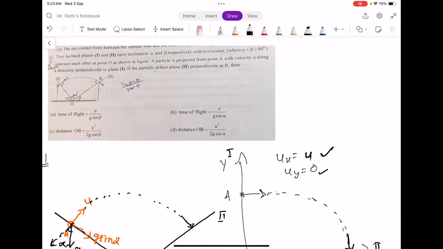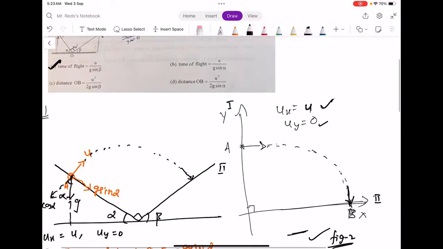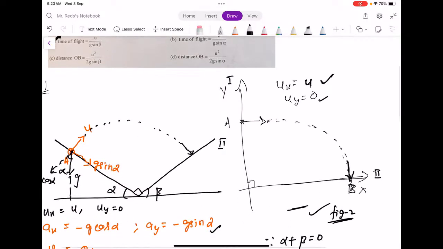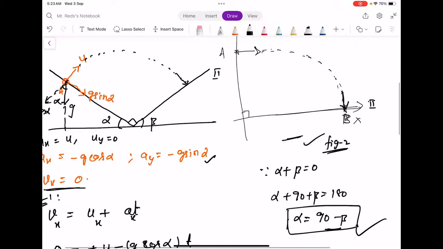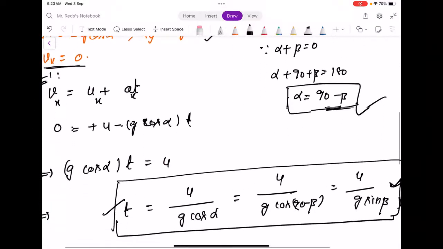Next, to verify the other options given in the question, t is equal to u by g cos alpha or u by g sin beta. Sin alpha is given but cos alpha is not given, so option B is not correct. U by g sin beta, so option A is correct. Next, about the distance traveled on plane 2, two more options are given based on distance.